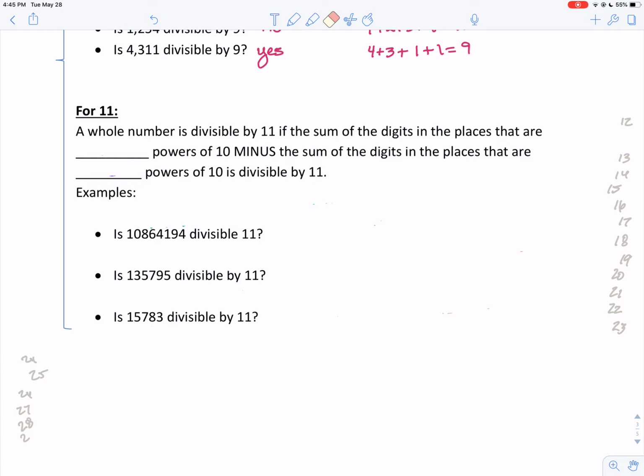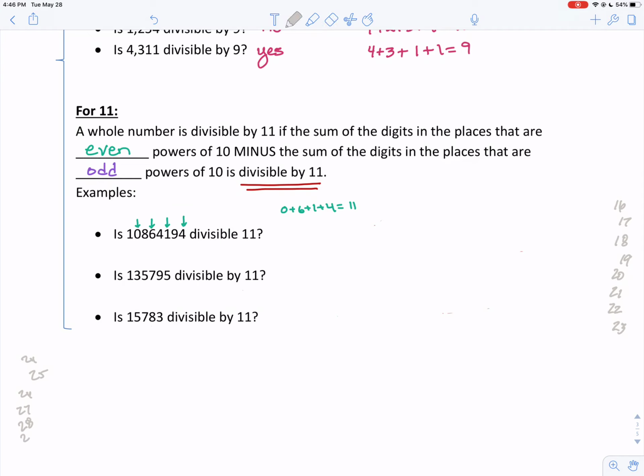So we're going to first sum the digits that are in the even powers of 10, and then we subtract it from the sum of the digits that are in the odd powers of 10 and see if that's divisible by 11. So let's look at what that actually means. So I'm basically going to add up every other number. So the first ones, these are the digits that are the powers of 10.